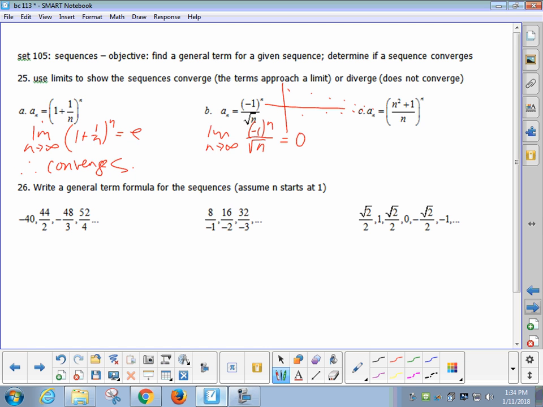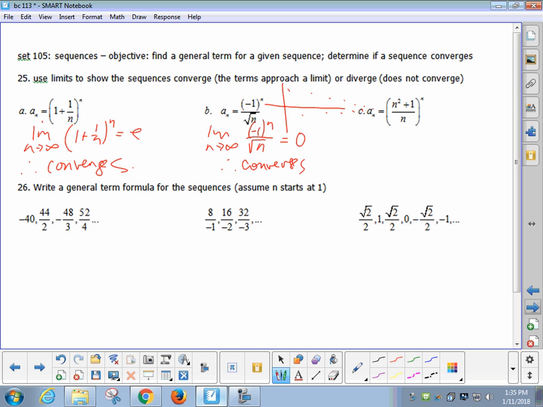Why is the denominator? Remember, the whole idea is you're listing a bunch of numbers, and as the list goes forever, do the numbers in the list start to approach a finite number? As n gets infinitely large, like the 10th term, the millionth term, the billionth term, you're dividing by the square root of a billion. That's huge. Positive or negative, divided by huge, is going to approach zero. So it converges.